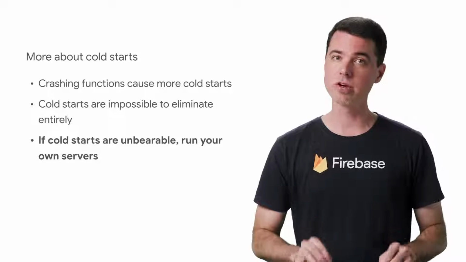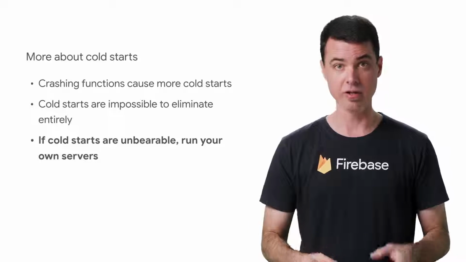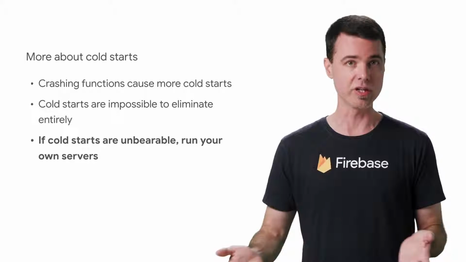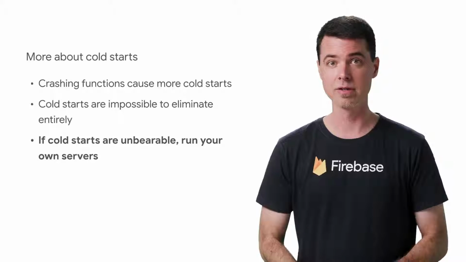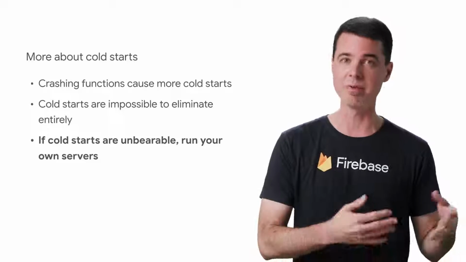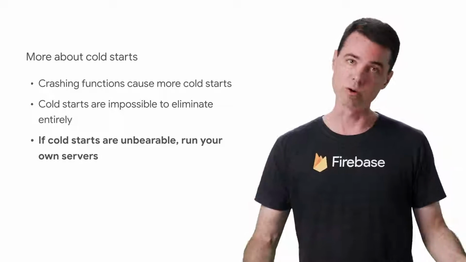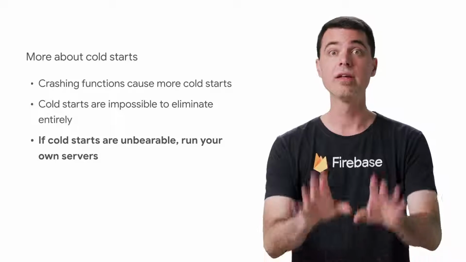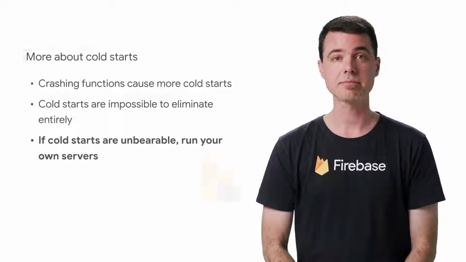Minimizing the amount of work your function performs at the global scope for all the code that it imports, both directly and indirectly, is the key to minimizing cold start time. But if the cold start times are unbearable for your application, you may want to consider running your own server instances using something like App Engine, which gives you more control over its behavior. If you do this, you're going back to the work of managing your own servers and paying for them to be available all the time. And of course, you won't have direct access to all the background triggers offered by Cloud Functions. This is the trade-off you'll have to make.